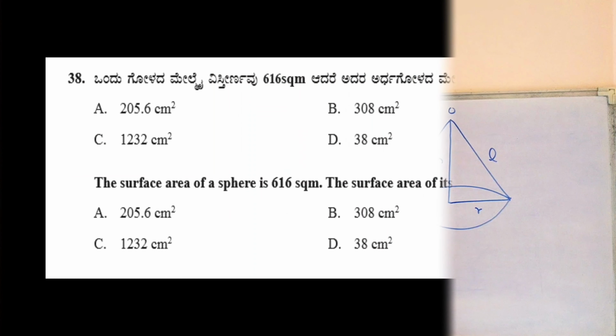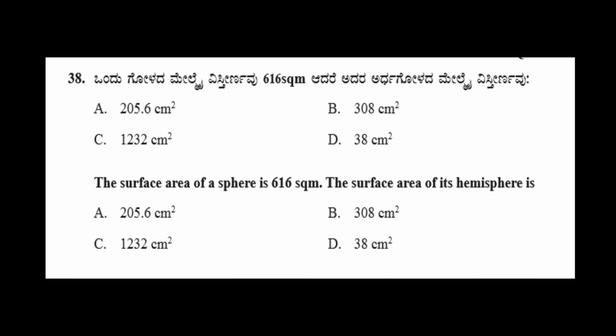It is question number 38. The surface area of a sphere is 616 square meters. The surface area of its hemisphere is: option A 205.6 centimeter square, option B 308 centimeter square, option C 1232 centimeter square, option D 38 centimeter square.